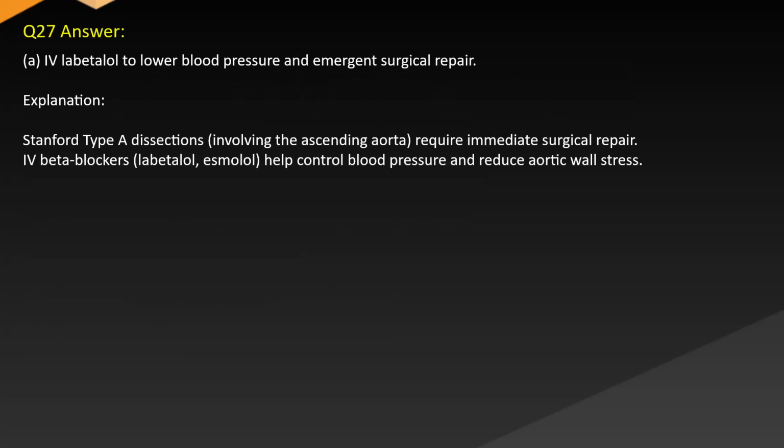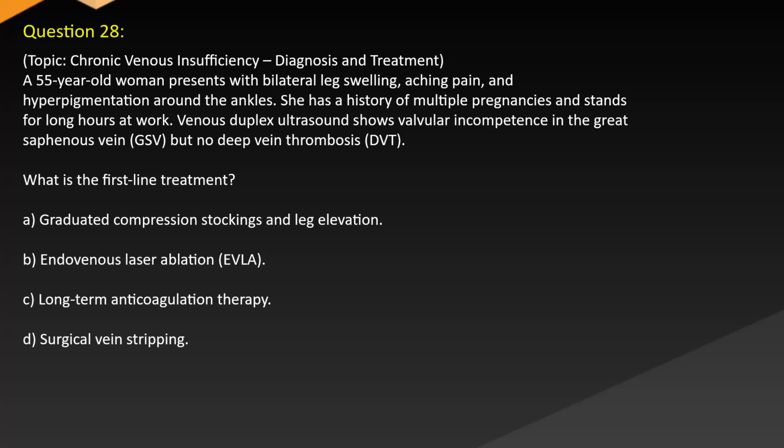Answer: A. Beta blocker, labetalol, to lower blood pressure and emergent surgical repair. Explanation: Stanford type A dissections involving the ascending aorta require immediate surgical repair. Beta blockers, labetalol, esmolol, help control blood pressure and reduce aortic wall stress. Question 28. Topic: Chronic venous insufficiency. Diagnosis and treatment: a 55-year-old woman presents with bilateral leg swelling, aching pain, and hyperpigmentation around the ankles. She has a history of multiple pregnancies and stands for long hours at work.